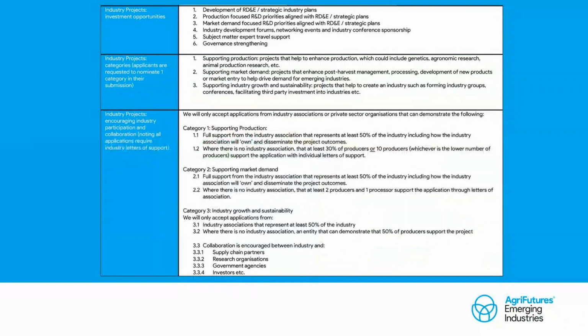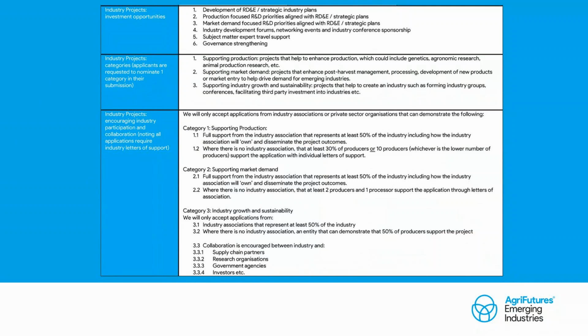Yep, so this one here, you can see on that bottom line, depending on the category which you're trying to support, the industry has to represent at least 50% of the industry, or if there's no industry association, at least 30% of producers or 10 producers, whichever is the lower number. As I said earlier, we prefer that if there are clusters of industry associations, you work with the national body if they exist, to ensure that we get a nationally orientated approach.